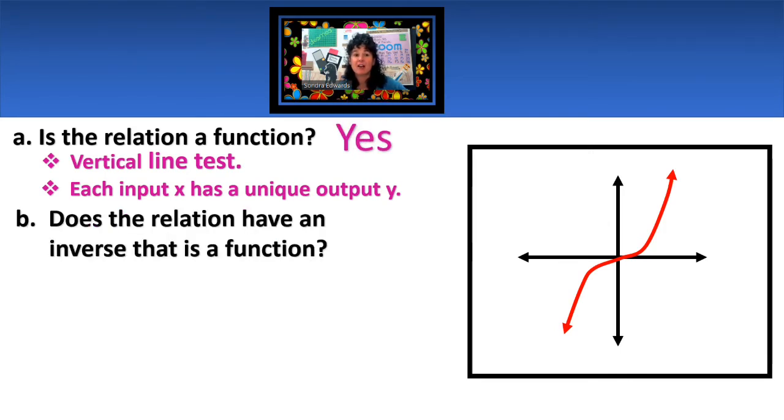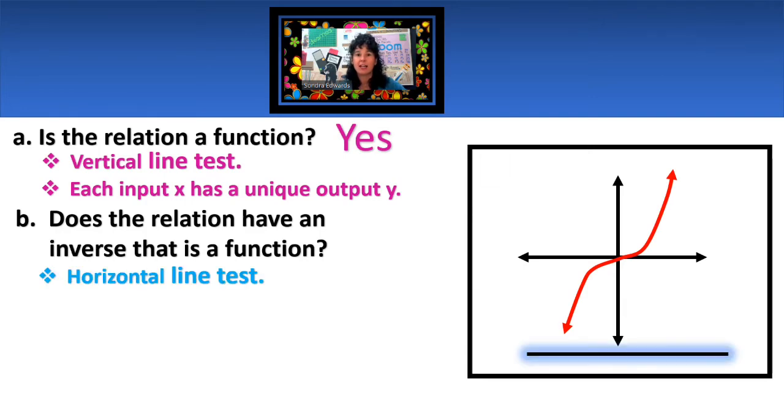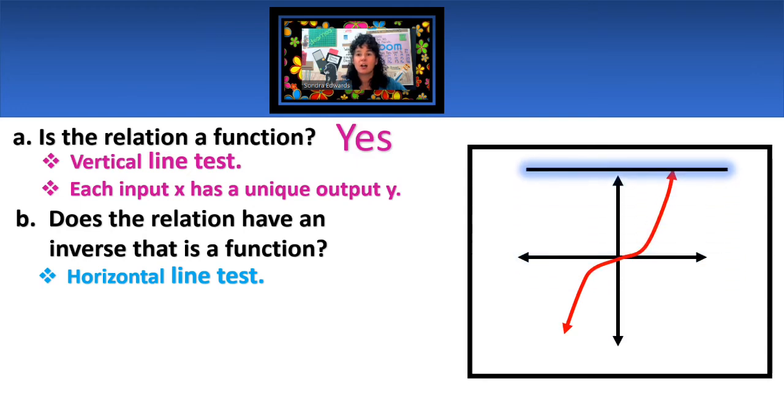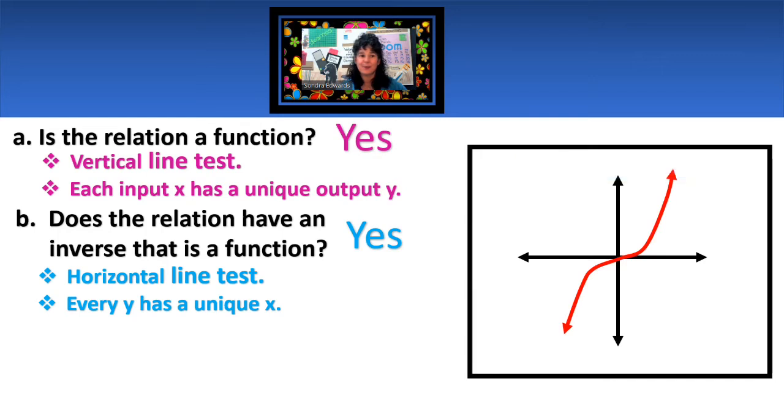Does the relation have an inverse that is a function? Let's perform the horizontal line test. We're only in contact with one point at a time, so yes. A second way to look at it is every y has a unique x, and so that is true.